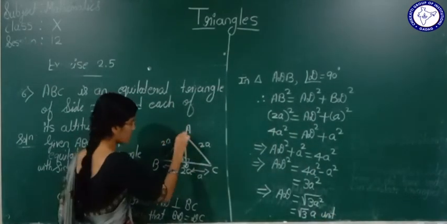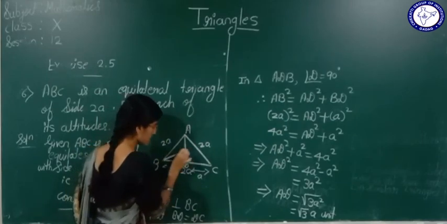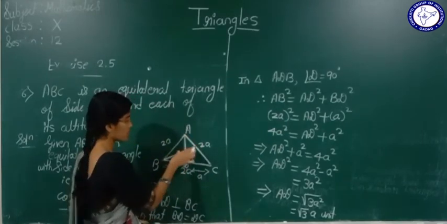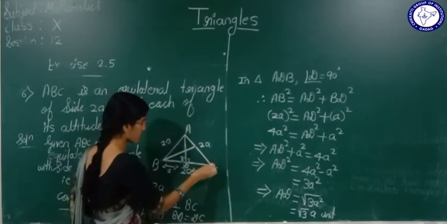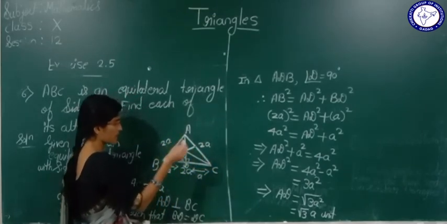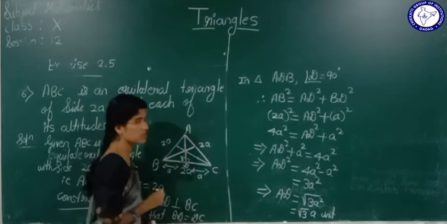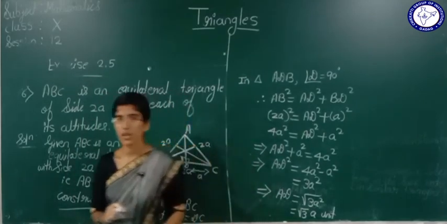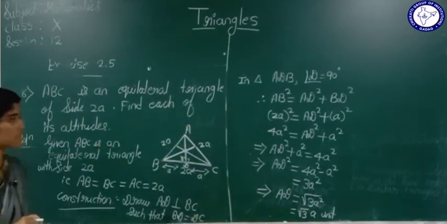Means if you draw like this also it will be root 3A. If you draw a perpendicular from C also it will be root 3A only. Okay. This is about the sixth problem.